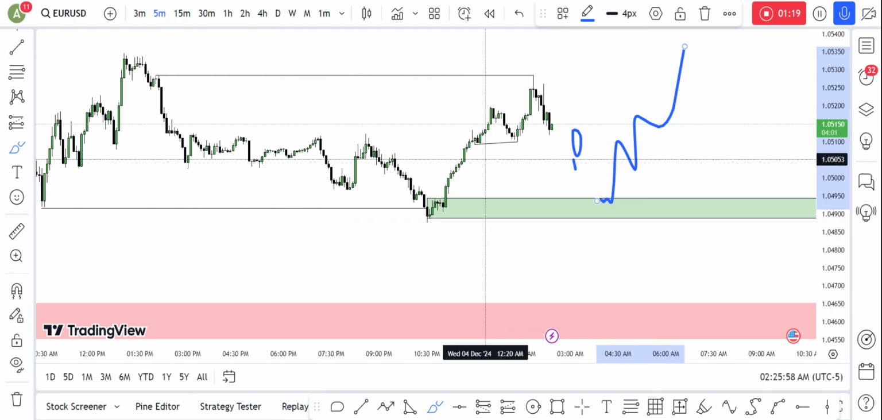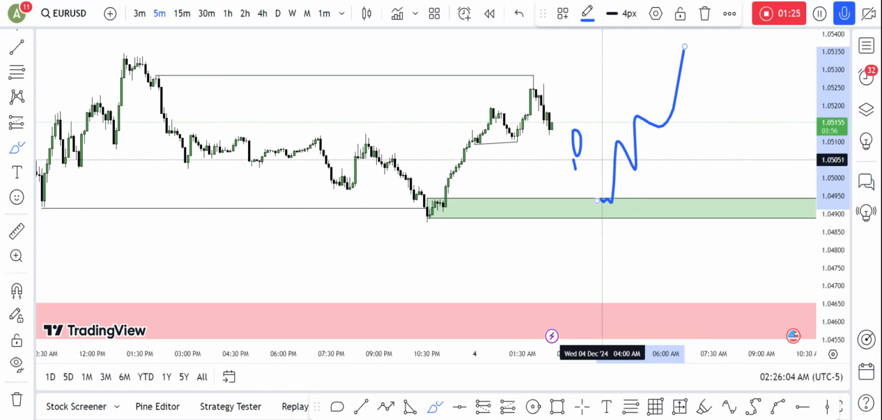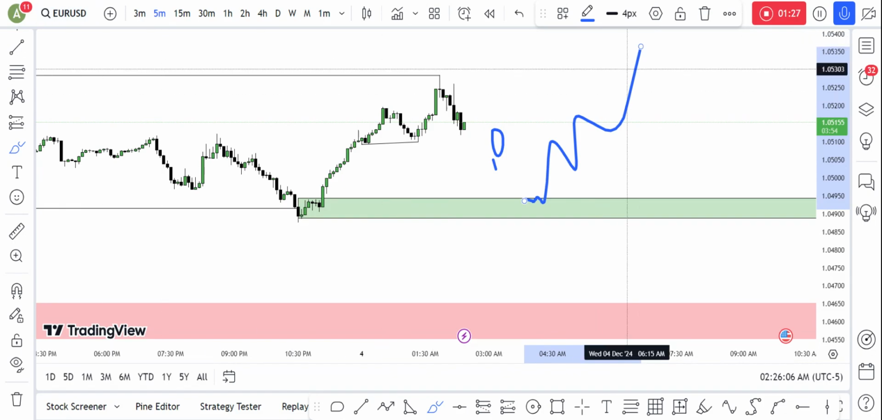I said I will capture almost 2000 pips. So let's see, can I capture 2000 pips this month? So let's move on to the process.